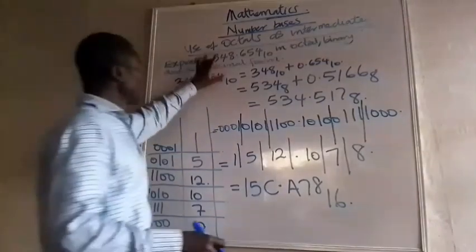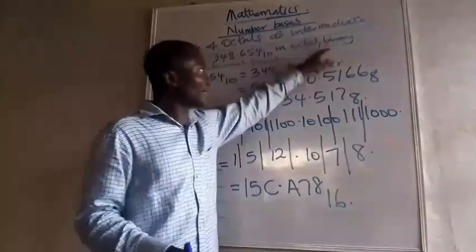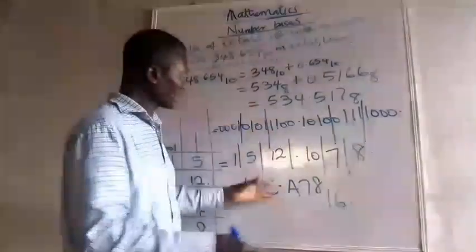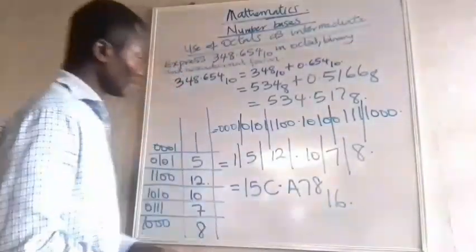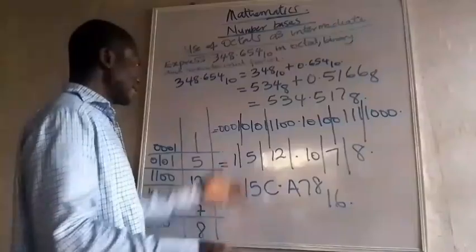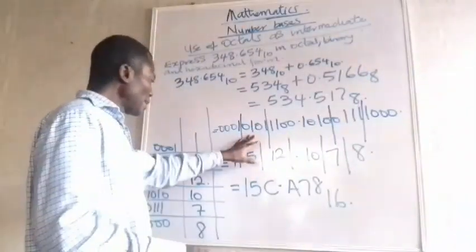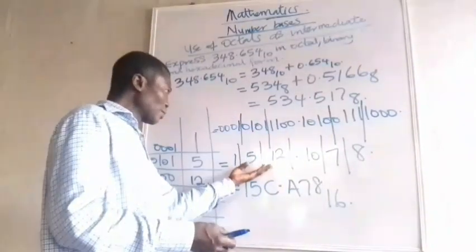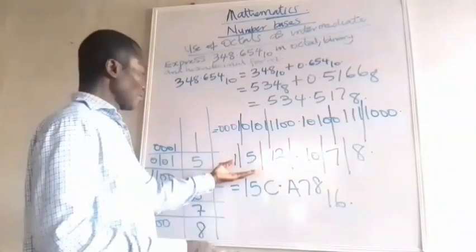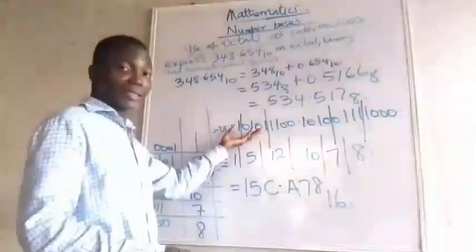Instead of converting from this place to octal, from this place to binary, from this place to hexadecimal, you can see how easy we have done the whole thing. At the same time, if you have it in binary, you can convert from here to here, from here to here. You can even convert from this place to this place. So it's easy.